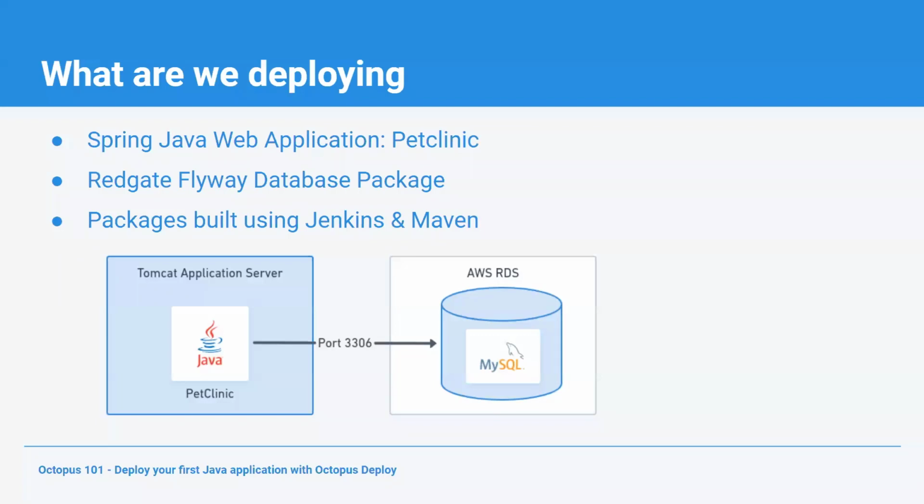In terms of infrastructure, we're going to have Tomcat application servers running in dev, test, and production. They're going to be connecting to an AWS RDS MySQL database. So obviously there are two packages: a zip package for the Flyway database package and a WAR web package for our Java application. I built these earlier using Jenkins and Maven.